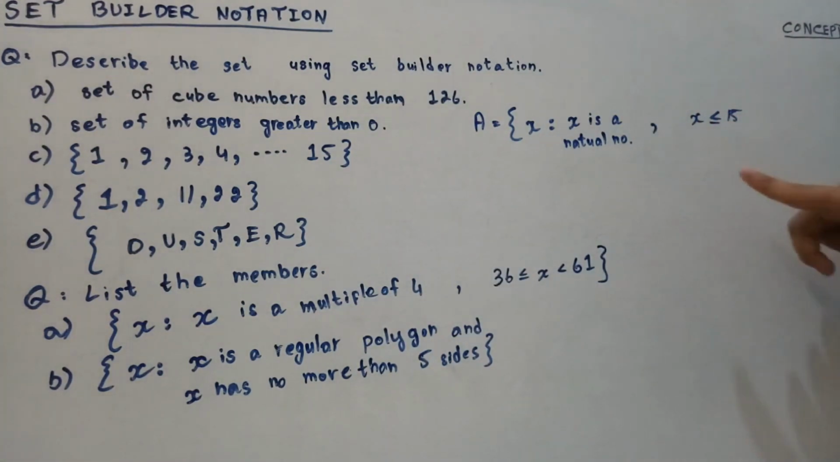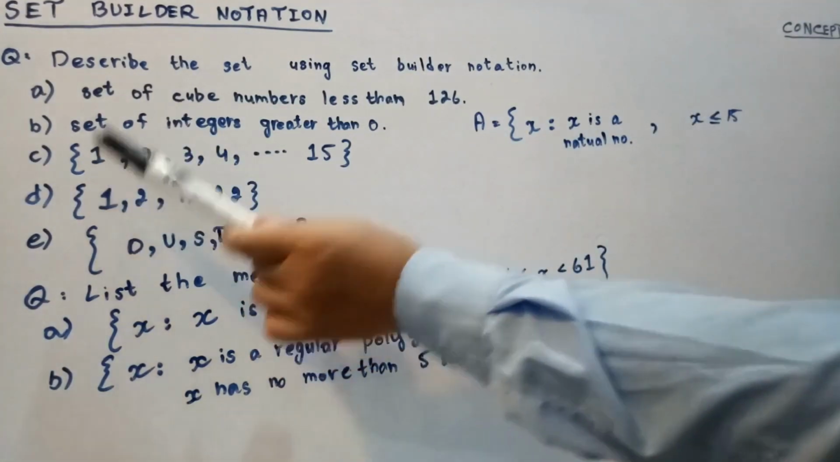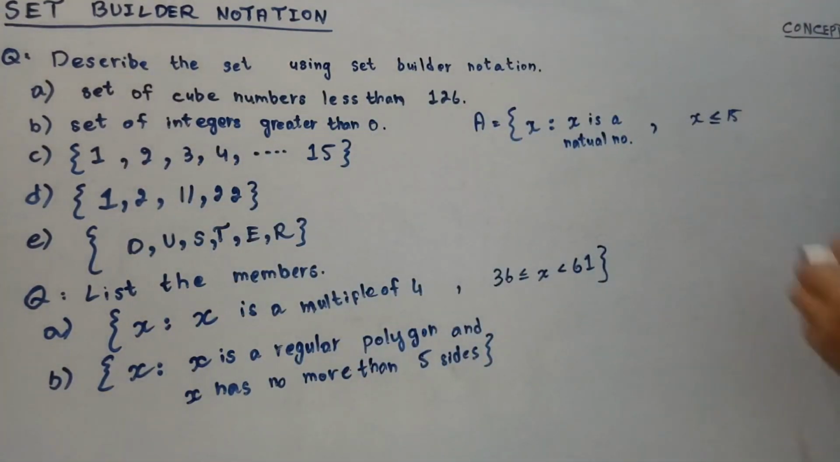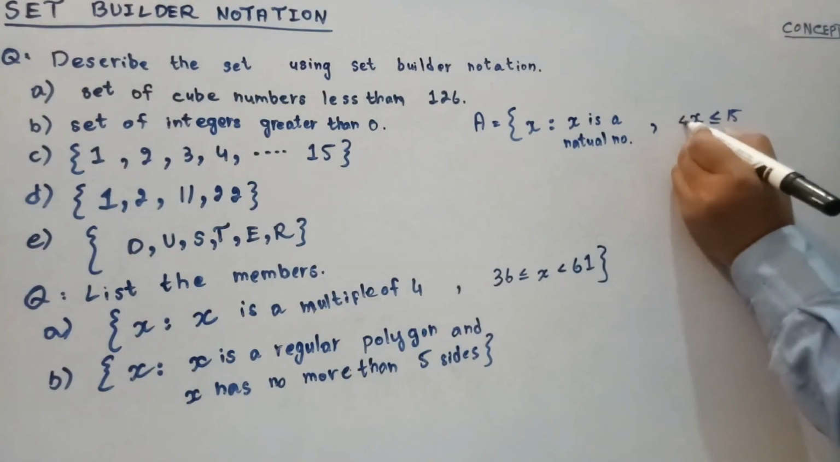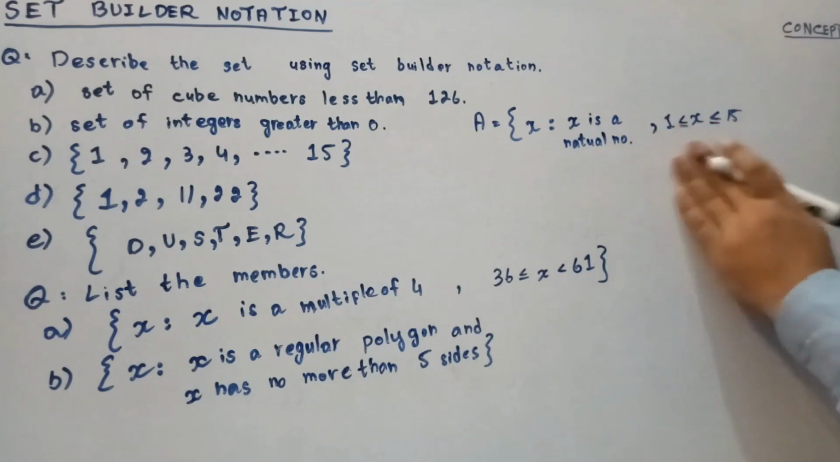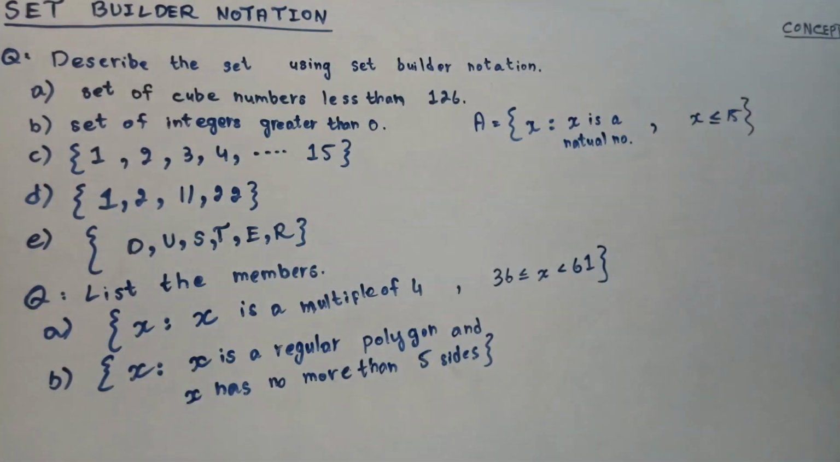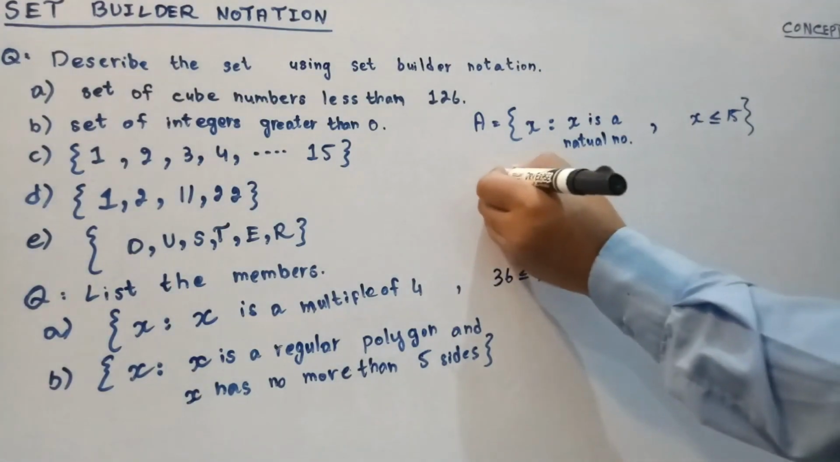Clear? And here, because our first natural number is 1, which is also our first element of this set, it is not necessary that the element should be greater than 0, or I can say greater than 1 or equal to 1. So it is not necessary here. Clear? So we have written this in set builder notation, and we have another technique to write set builder notation.